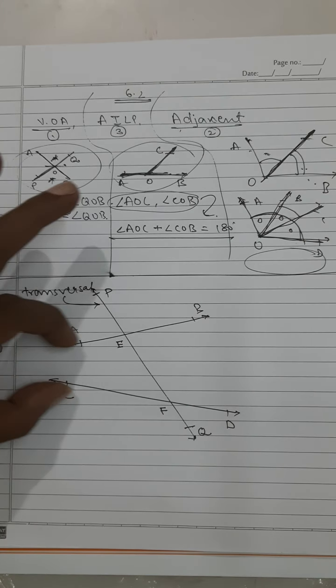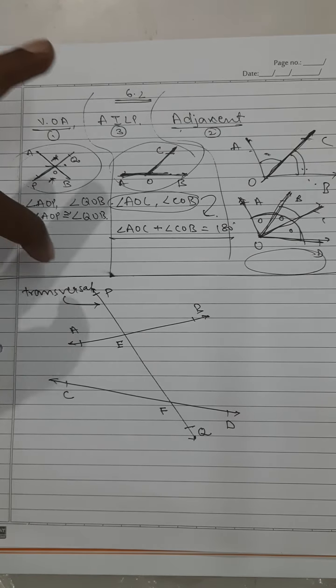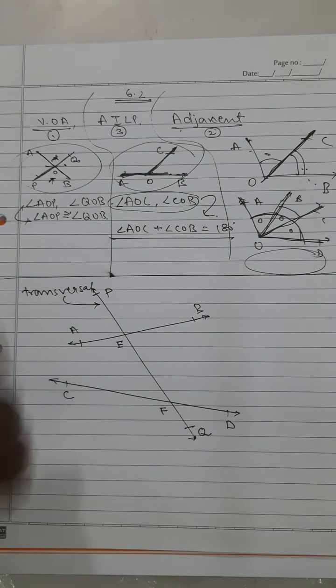If you produce the other lines, AB and CD will intersect each other. AB will intersect CD, CD will intersect AB. But PQ is a line which is cutting both the lines, AB and CD. So that line is called a transversal.